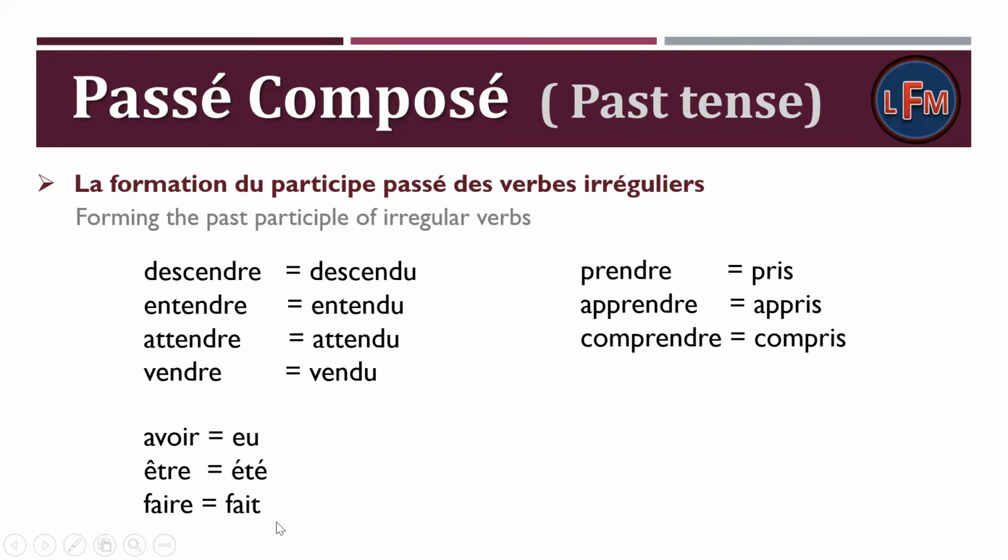These are totally irregular verbs. Avoir will become eu, être is été, faire will become fait. Pleuvoir is plu, falloir is fallu, neiger is neigé, as it is an ER ending verb. These are impersonal verbs which go only with il. I have made a list of the past participles of irregular verbs, of which you can find the link below in the description.